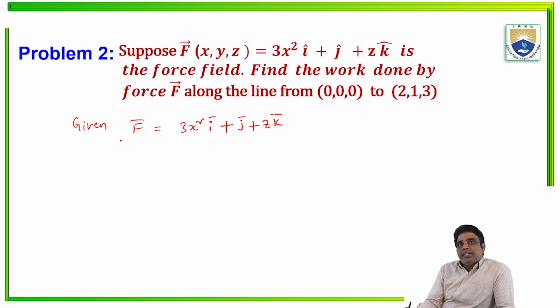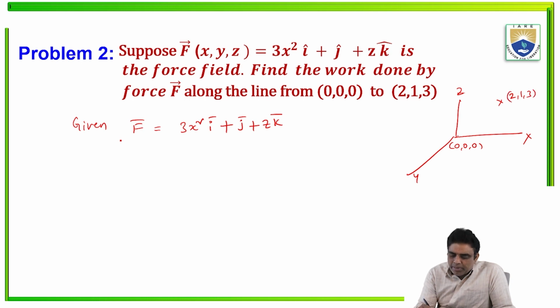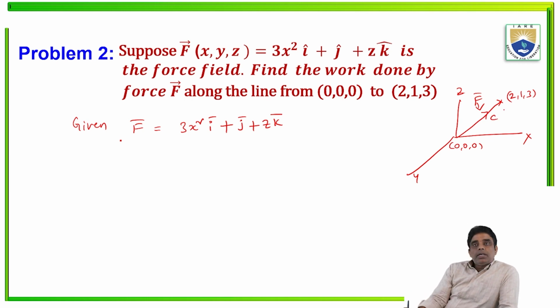So clearly it is defined along the line from 0 0 0 to 2 1 3 in 3-dimensional space. This is x y z, and this is the point 0 comma 0 comma 0, and this is somewhere point 2 comma 1 comma 3. So this is the path along the line from 0 0 0 to 2 1 3. So we have to find the integral, where f bar is the defined function and c is this curve. Clear all of you. So f bar is 3x square i bar plus j bar plus zk bar.